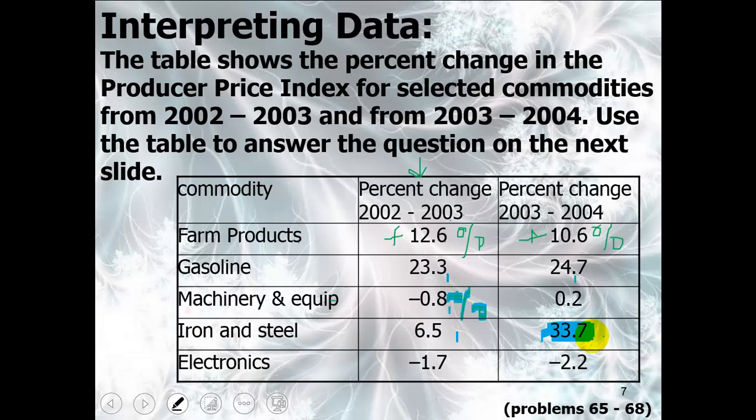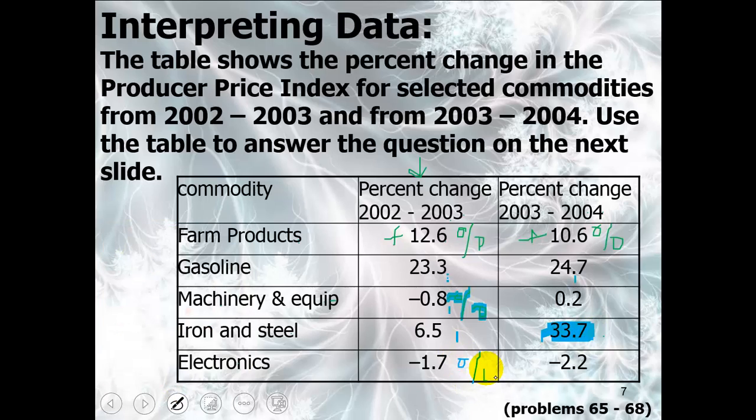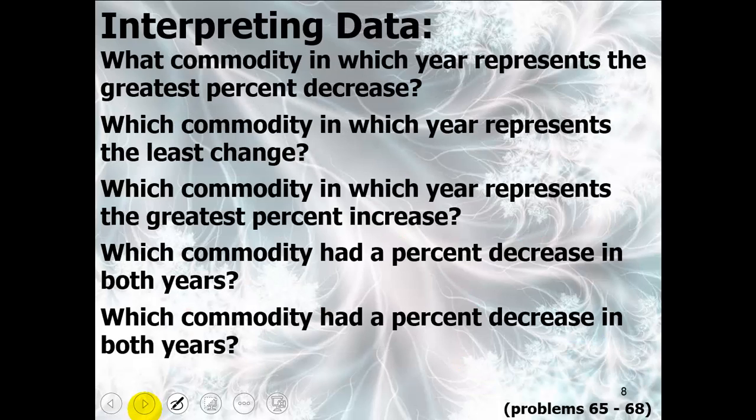Electronics went down 1.7%, and then went down again 2.2% in the following year. All right, now we're going on to the next slide, which you see right below, and mine is on the next slide, so I have to kind of go over. So find this slide, okay?